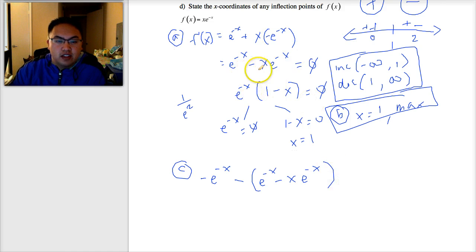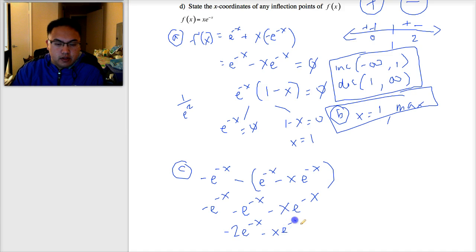So hopefully you see that when I take the derivative of e to the negative x, it's negative e to negative x, and when I take the derivative of x e to negative x, it's this whole thing again. So that's why this drops here. And I have this minus and this minus right here. I'll simplify it. And I have two of these negative e to negative x's, so I'm just going to simplify it to negative 2 e to negative x minus x e to negative x. So now I'm done. I simplified all I can.